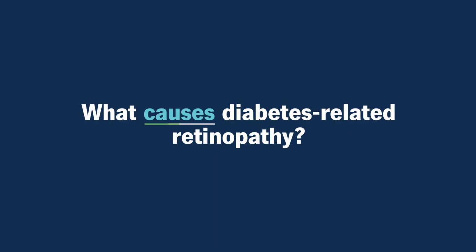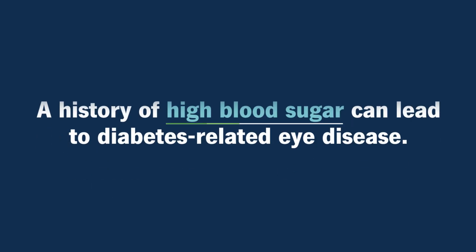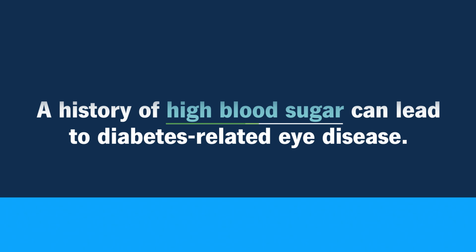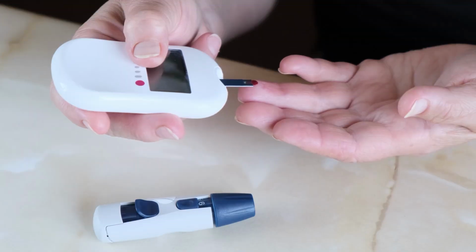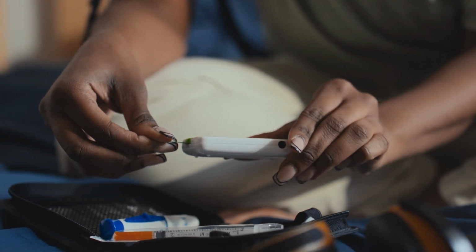What causes diabetes-related retinopathy? The two biggest drivers are your past history of sugar control, the gift that keeps on giving. So if you had high sugars 10 years ago, there might be manifestations of that sugar in your eye. The other big aspect is your current sugar control. We can't change our past, but we can work on controlling the sugar the best we can for the future.